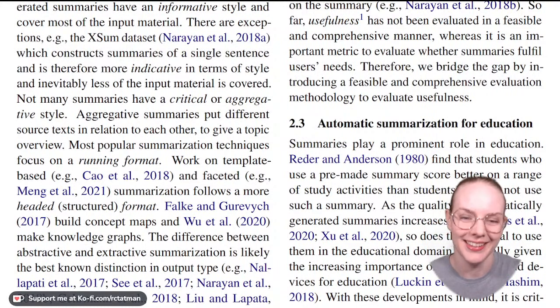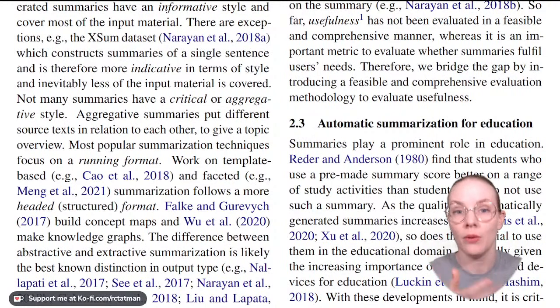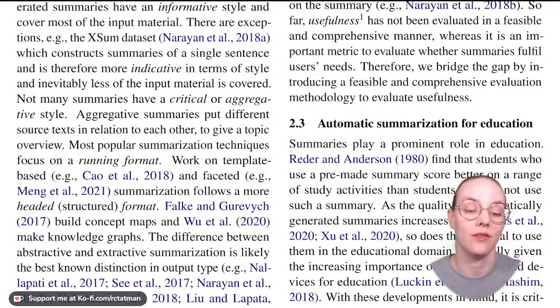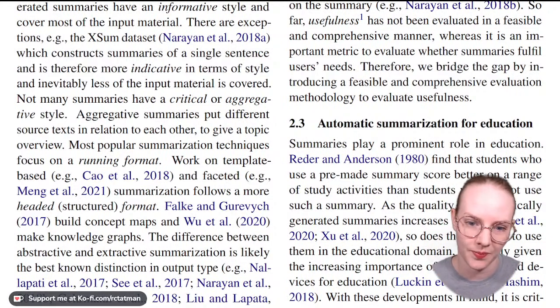Oh, here we go. We're going to get a little bit of explanation here. Aggregative summaries put different source texts in relation to each other to give a topic overview. So I guess what we're reading right now, the literature review, would be an example of an aggregative summary of all of the papers that are being discussed here.